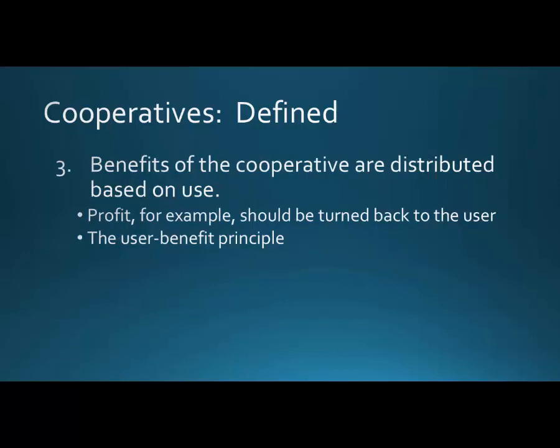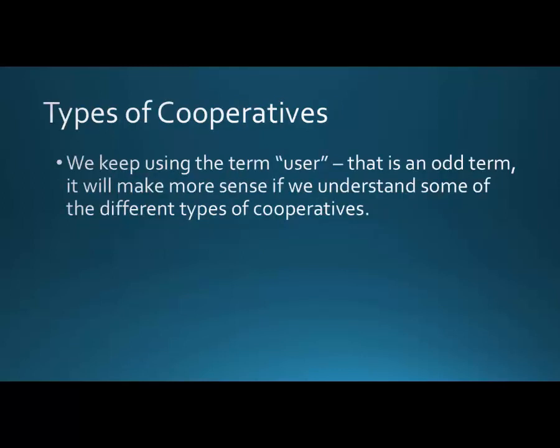Number 3, the benefits of the cooperative, for example, the profit the cooperative might make, is going to be distributed to the user based on how much the user used the cooperative. We call this the user benefit principle. Before we go on, we've got to take this term user we keep throwing out and understand it a little bit more. And the best way to understand it is to look at some different types of cooperatives.